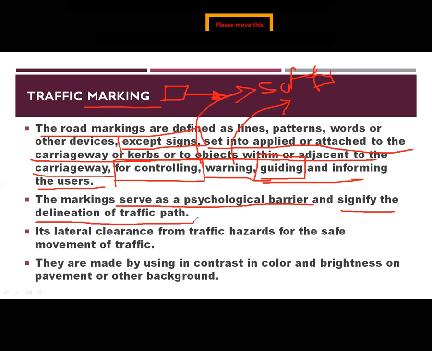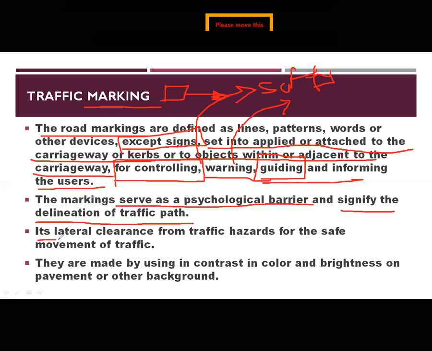So if he is knowingly or unknowingly violating the rules or going into that restricted area, the marking will again and again provide a sign that he must stop. So the markings provide psychological pressure or a psychological barrier.